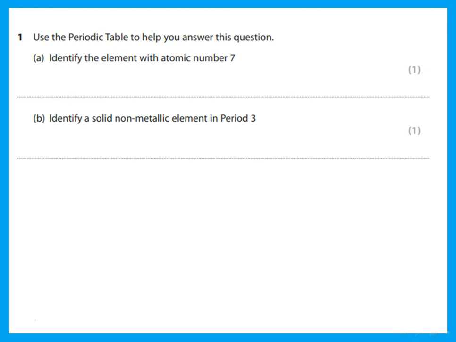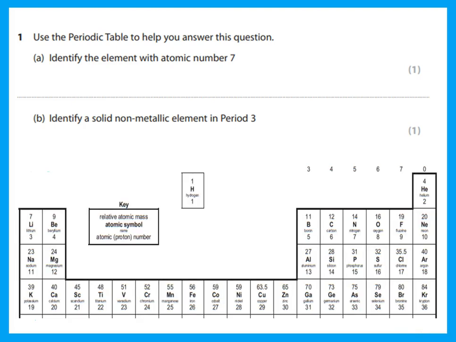So the first question says, use the periodic table to help you answer this question. You will need to look at the copy of the periodic table that is usually at the beginning of your Edexcel exam. Identify the element with atomic number 7. Remember, atomic number is the small number. Again, if you don't remember which one is the atomic mass and which one is the atomic number, there is a key in the middle of the periodic table that tells you. In this case, it is the one below that is the atomic number. Always remember the atomic number is the smaller number.